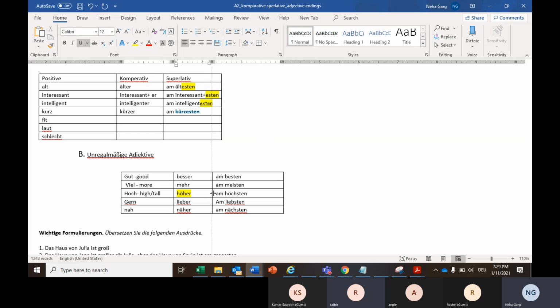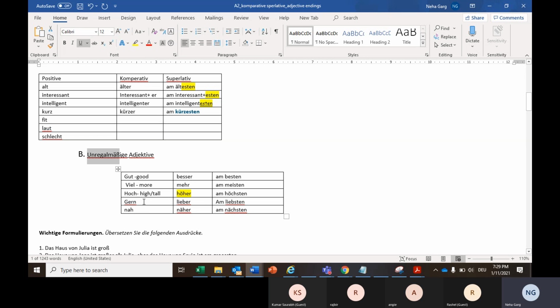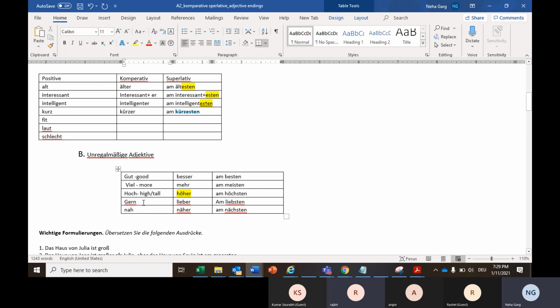Now in this am, what is happening is, here we are not saying höher. CH has been replaced with H only. So that is why this has been kept in the irregular adjective case. Gern, lieber, am liebsten. Liebsten, something which you prefer.